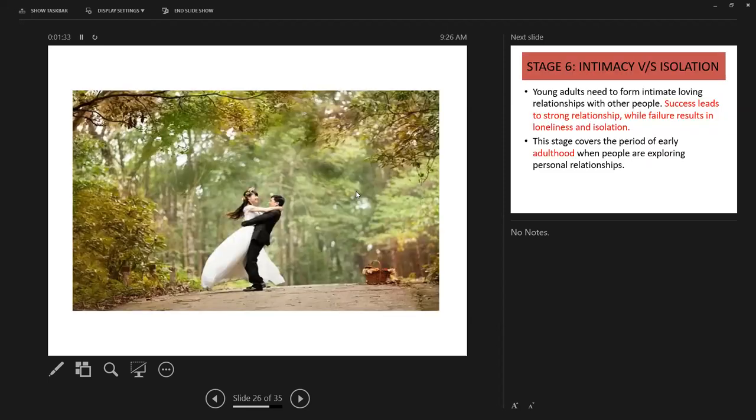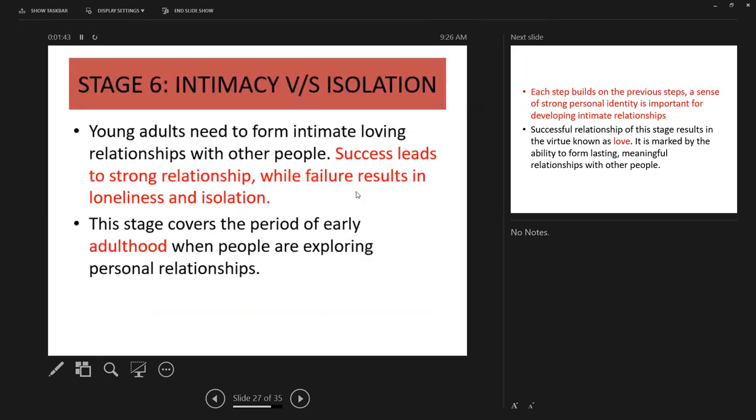So the next stage is intimacy versus isolation, which takes place during young adulthood. At this time, adults explore their relationships. Young adults need to form intimate, loving relationships with other people. Success will lead to a strong relationship, whereas failure will lead to loneliness and isolation. This stage covers the period of early adulthood when people are exploring personal relationships.